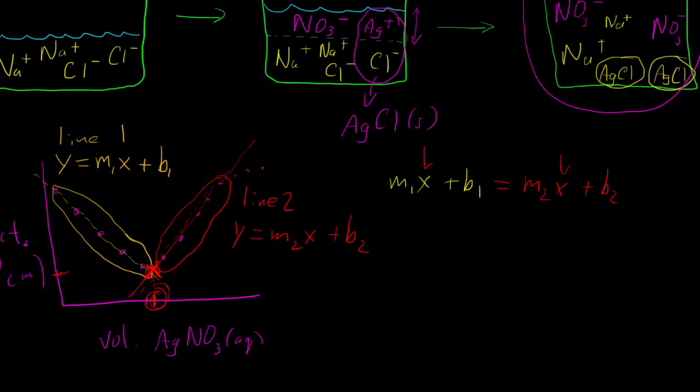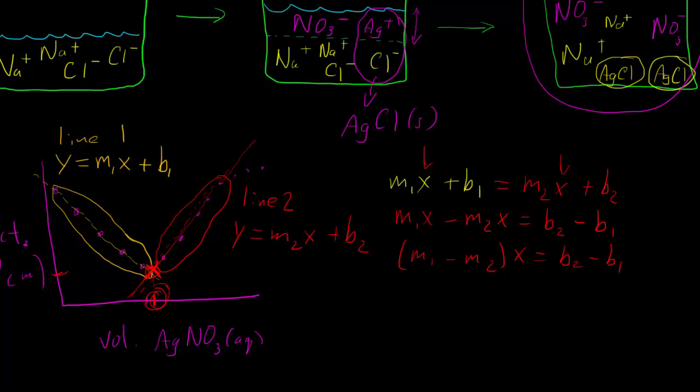So let's collect all our variables. I'm going to write this all in red now. So m1x minus m2x is equal to b2 minus b1. So I just subtract m2x from both sides of the equation and subtract b1 from both sides of the equation. Now over here on the left-hand side, I'm going to factor out my x. So I have m1 minus m2 times x is equal to b2 minus b1.